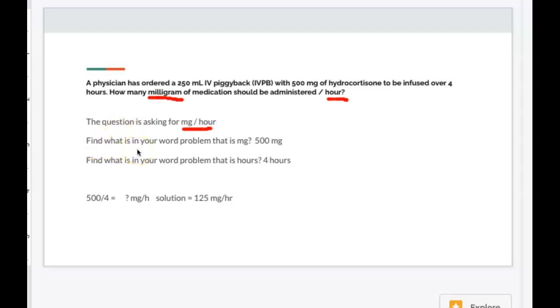Find what is in your word problem that is in milligrams. So if we read in here, where is milligrams? We have right here 500 milligrams. So we want to start with that. And then what do we have in our problem that's in hours? We have 4. So if we put 500 milligrams over 4 hours, are we at our solution? Because we want to go to milligrams per hour. Yes, we are. So we're already at milligrams per hour. We don't need to do any dimensional analysis. We just have to divide: 4 goes into 500, and here's your answer. It's pretty simple, okay?